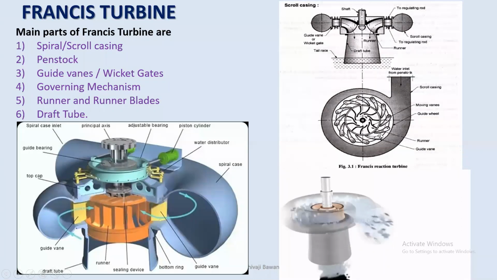So what are the main components of this? Spiral or scroll casing, which has a decreasing cross-sectional area. Next is the penstock, that is the inlet pipe. Then guide vanes or wicket gates. Then the governing mechanism, that is through guide wheels. Then the runner and runner blades. Inside this are the runner blades and the disc runner, and at the end the draft tube.